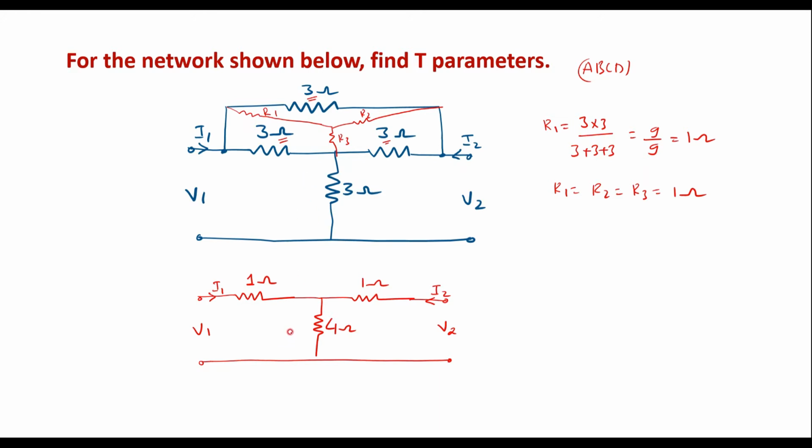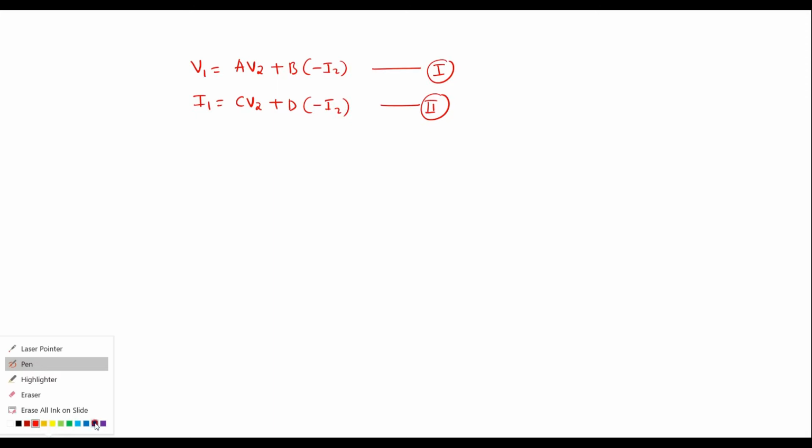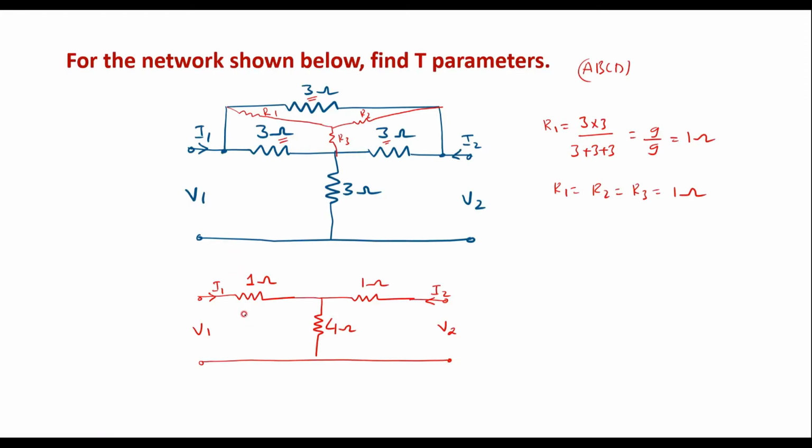Now we'll try to find the T parameters of this circuit. The T parameters are defined as V1 is equal to A V2 plus B into minus I2, and I1 is equal to C V2 plus D into minus I2. This is the definition of ABCD parameters or T parameters. Let me call this equation 1, and this equation 2. Now we'll solve this by using the loop analysis method, so it will be very simple.